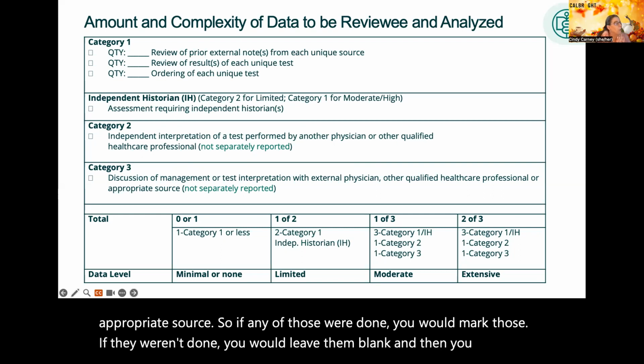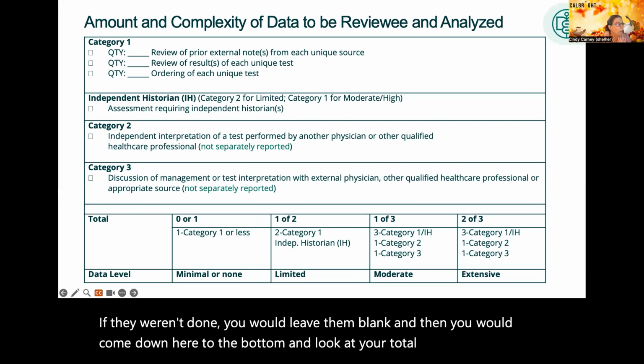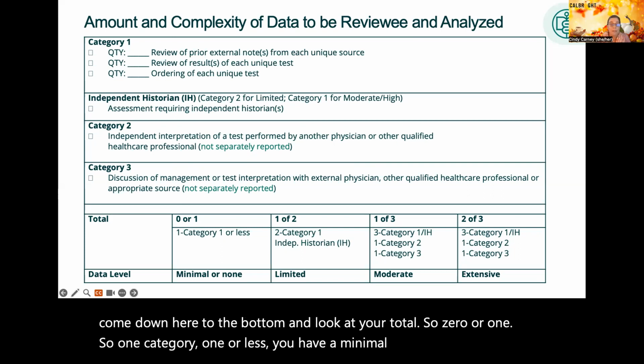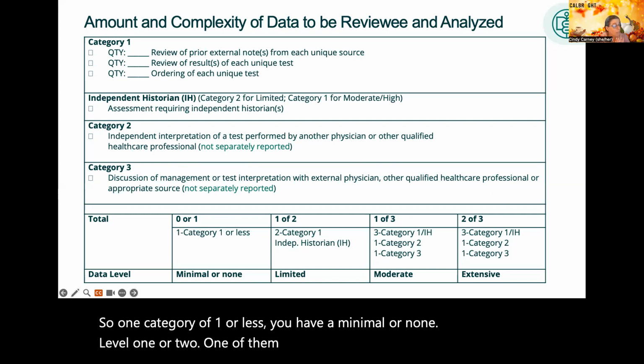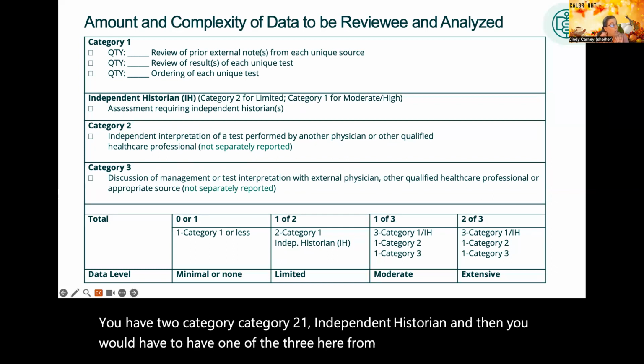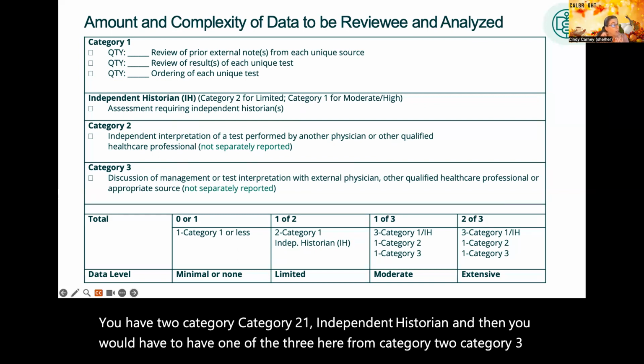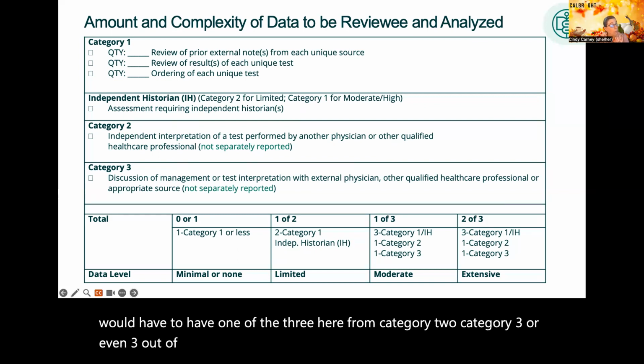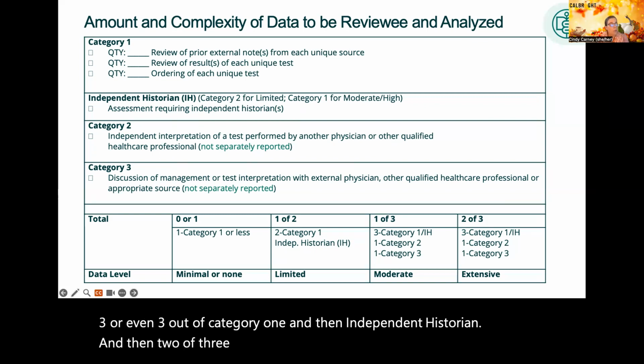And then you would come down here to the bottom and look at your total. So 0 or 1, so 1 category, 1 or less, you have a minimal or none level. 1 of 2, limited. So you'd have 2 category 2, 1 independent historian. And then you would have to have 1 of the 3 here from category 2, category 3, or even 3 out of category 1, and then an independent historian. And then 2 of 3 for your extensive.